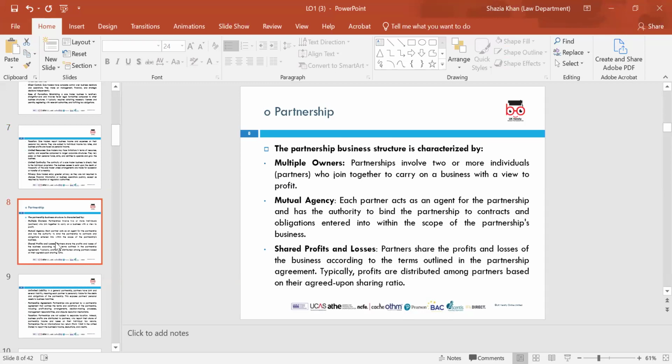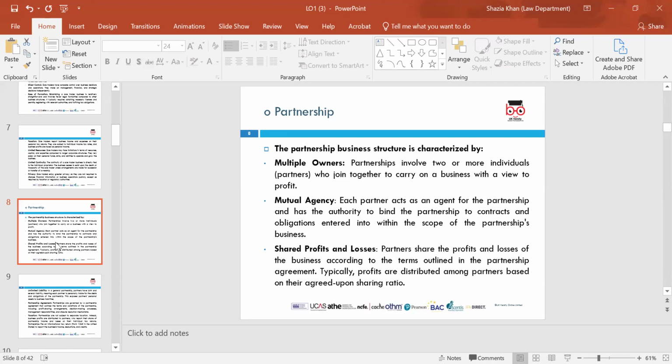The next one we're going to look at is partnerships. The partnership business structure is categorized by multiple owners. Partnerships involve two or more individuals, who are referred to as partners, who join together to carry on a business with a view to profit. Mutual agency, so each partner acts as an agent for the partnership and has the authority to bind the partnership to contracts and obligations entered into within the scope of the partnership's business.